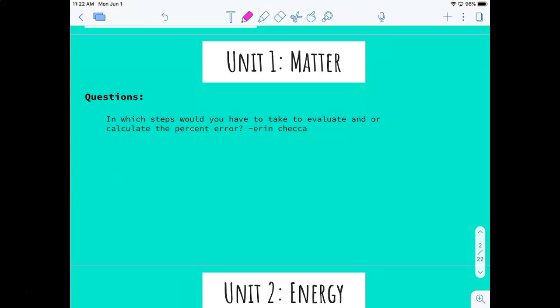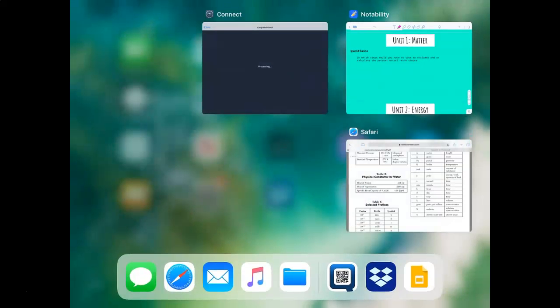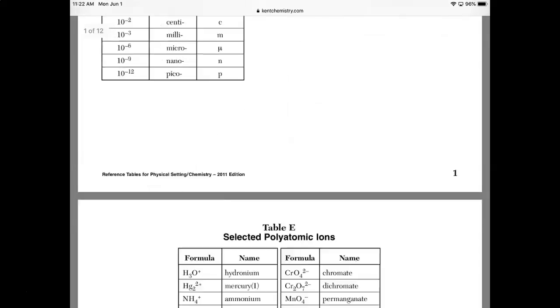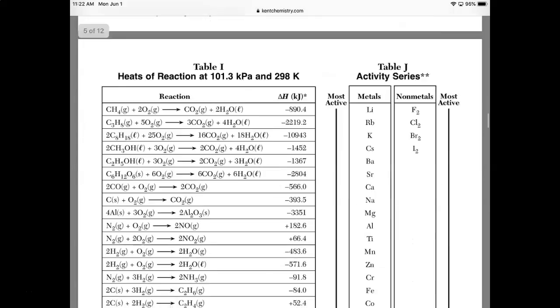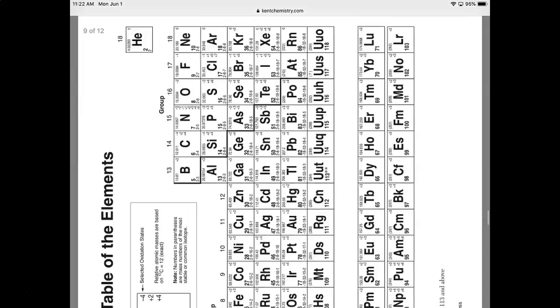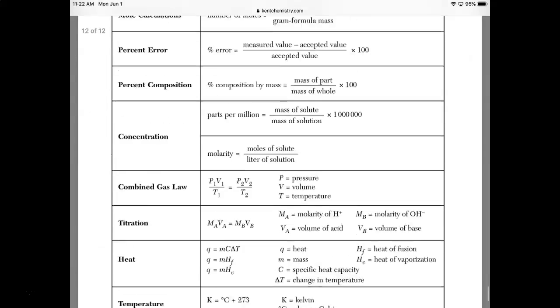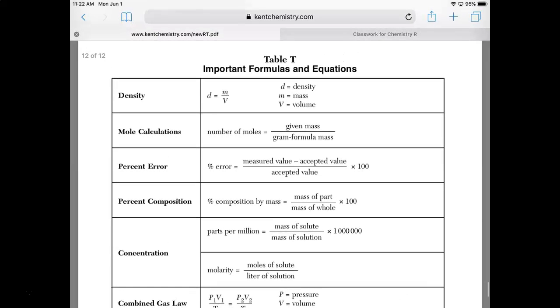So if you actually use your reference tables, and when you sit down to take the final, it's a good idea to have the reference tables either pulled up or have your paper copy in front of you. But anytime you have to calculate something, most of the time anyway, the formula that you need is going to be on this last page of the reference tables, table T. So right here, the third formula down from the top, we see the percent error formula.